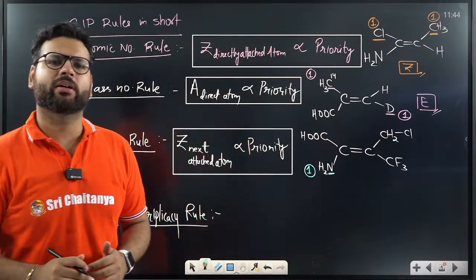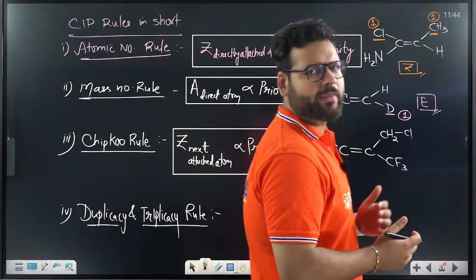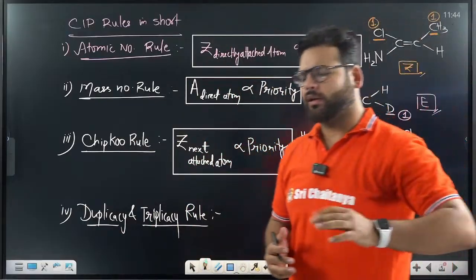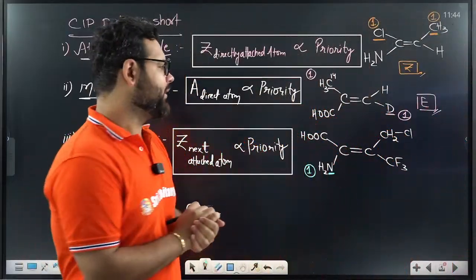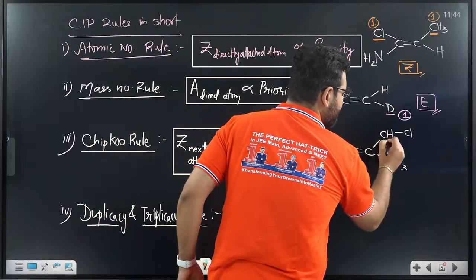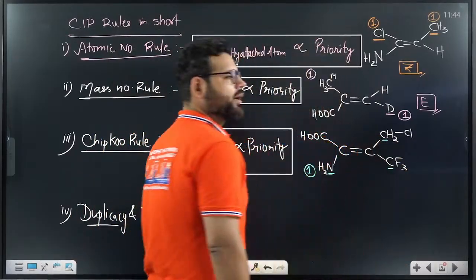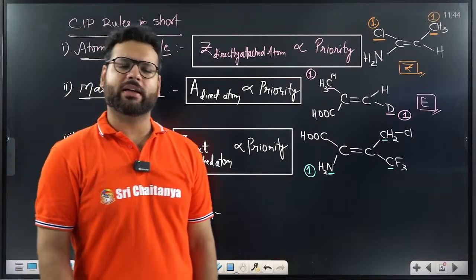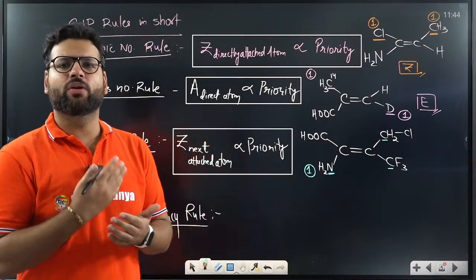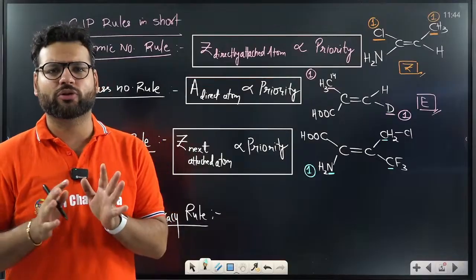Nitrogen's atomic number is more, it is 7. Carbon is 6. Nitrogen is the winner. But on the right hand side, carbon versus carbon, there is a tie. So rule 1 failed, rule 2 failed. Mass number same, atomic number also same.